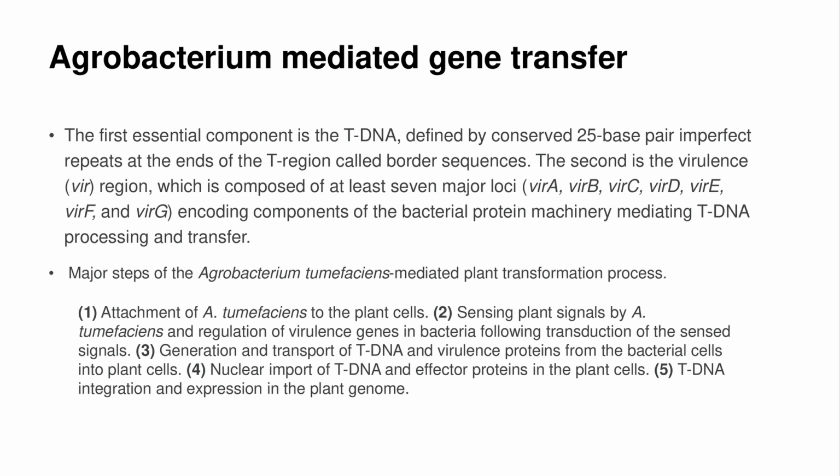The steps involved in Agrobacterium tumefaciens mediated plant transformation process are attachment of Agrobacterium tumefaciens to the plant cells, sensing plant signals by Agrobacterium tumefaciens, and regulation of virulence genes in bacteria through transduction of the sensed signals, generation and transport of T-DNA and virulence proteins from the bacterial cells into plant cells, nuclear import of T-DNA and effector proteins in the plant cells, T-DNA integration and expression in the plant genome.